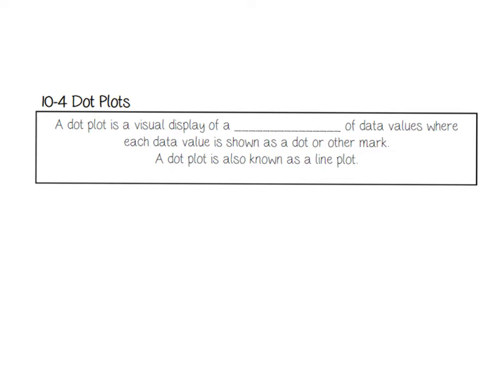So the first graph we're going to be dealing with is a dot plot. And a dot plot is a visual display of a distribution of data values where each data is shown as a dot or another mark. Sometimes you'll see it as a dot, sometimes you'll see it as an X. Those are the two common ones. A dot plot is also known as a line plot.